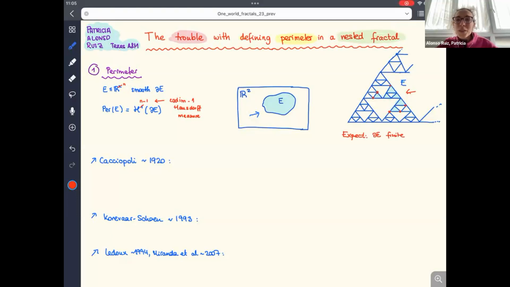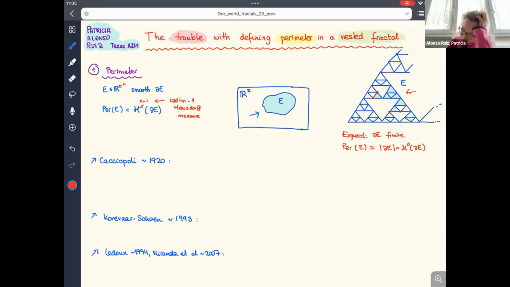So somehow the perimeter, if it ought to be something meaningful, should, maybe up to a constant, tell me what the number of points of the boundary is. And in terms of Hausdorff measure, the number of points is the zero Hausdorff measure of the set.